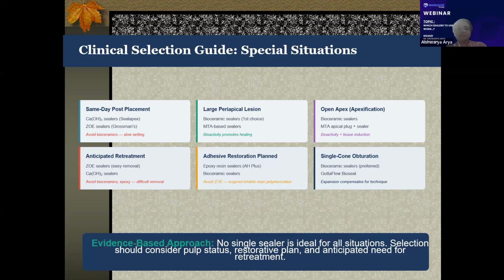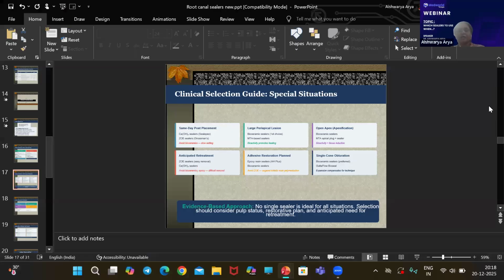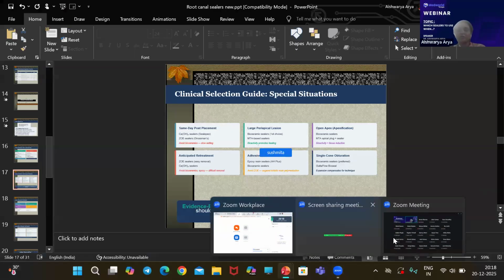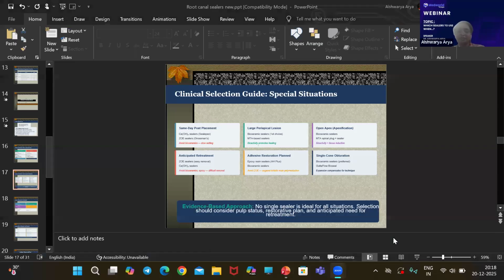Next is when you have a large periapical infection. The first and foremost choice has to be a bioactive mechanism where we are enhancing the production of a greater amount of hydroxyl ions and calcium ions. So in these cases, we have to go for calcium hydroxide based sealers, which are more significant as compared to the bioceramic sealers.